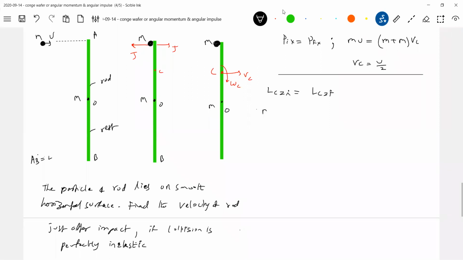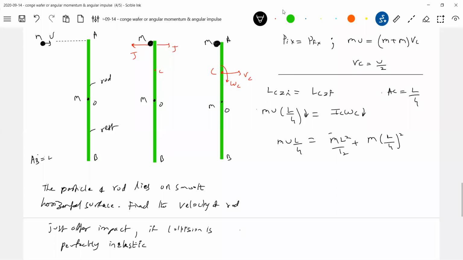Now this should be equal to mu. What can be the distance AC here? AC should be equal to L by 4. So mu L by 4 is the initial angular momentum, clockwise, and the final angular momentum is Ic omega c. What is Ic? Moment of inertia of the rod is ml square by 12, about its center, plus m into L by 4 whole square.